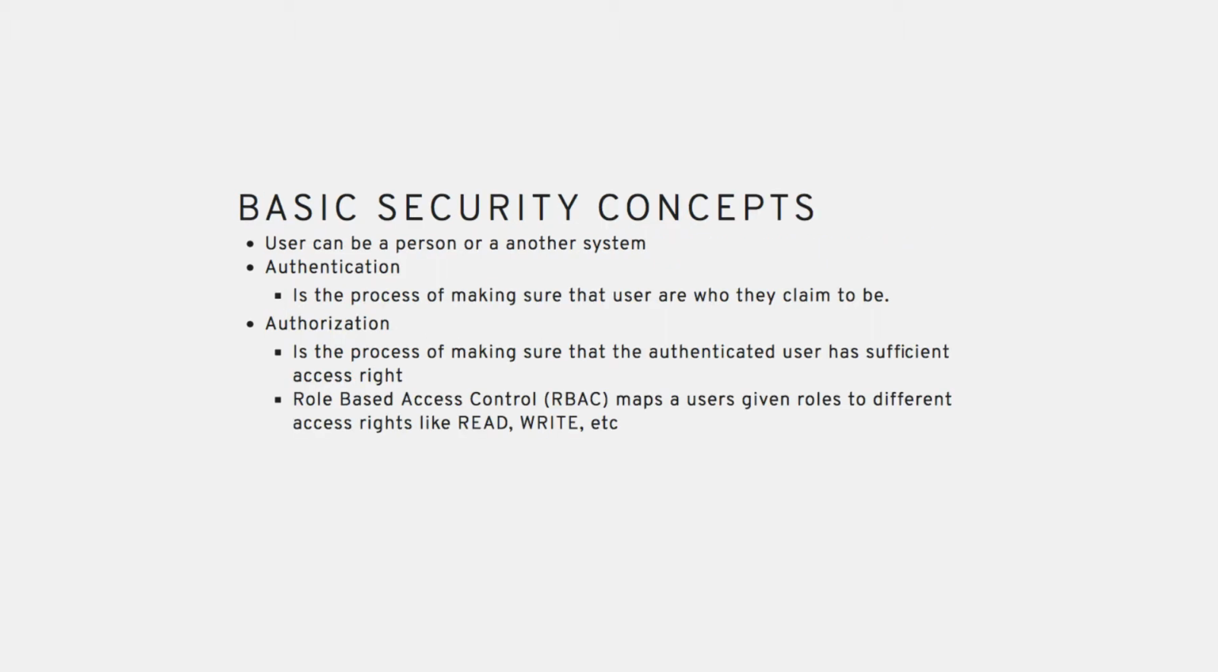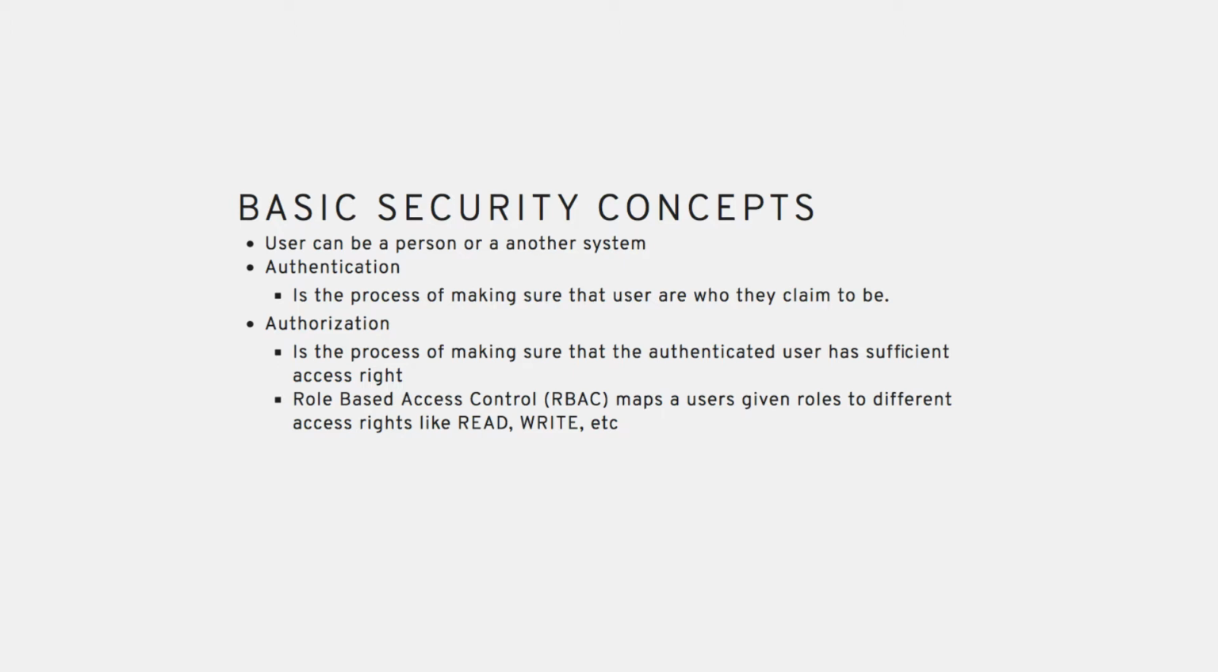But first, let's talk about some basic security concepts. When talking about users here, a user can be both a person or another system. Users are authenticated, and authentication is a process of making sure that users are who they claim to be. Users can also be authorized, and authorization is a process of making sure that authenticated users have sufficient access rights.